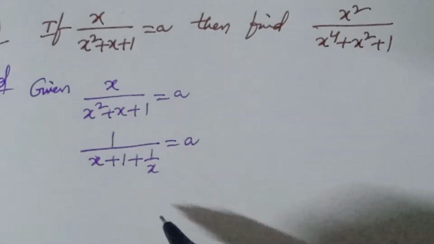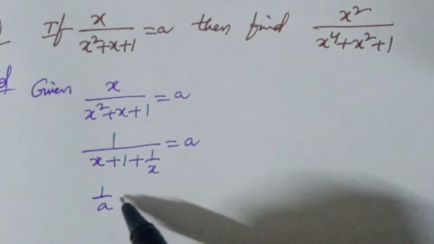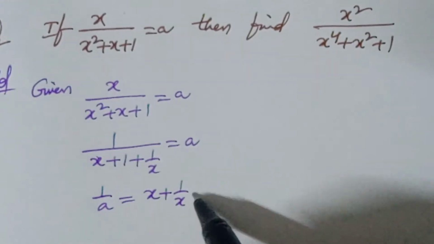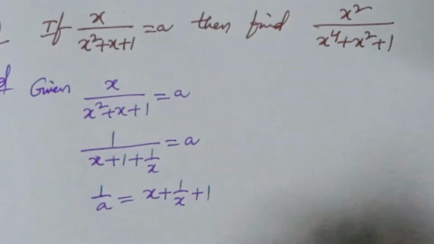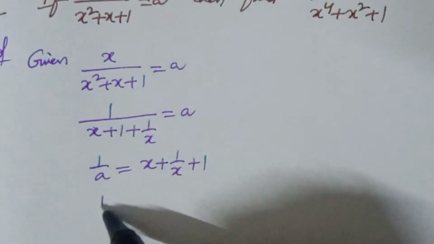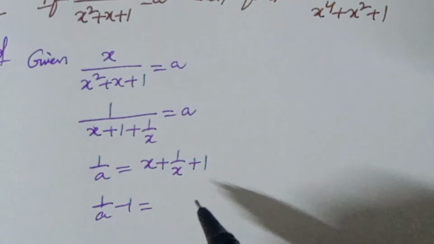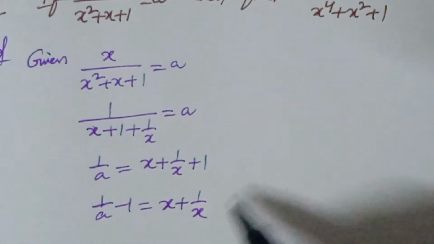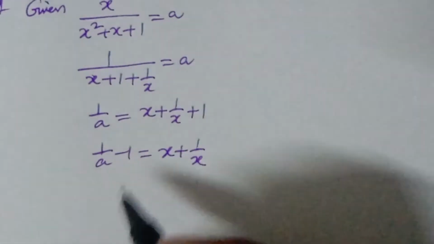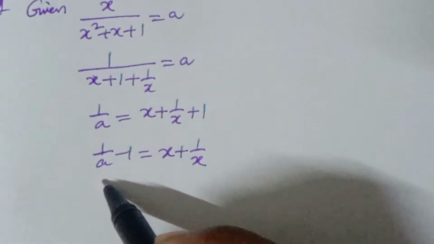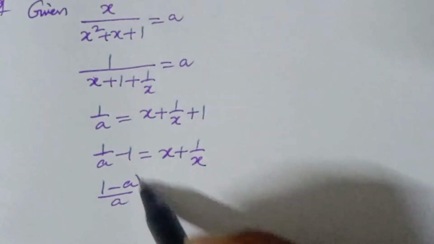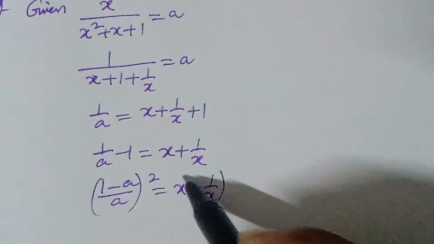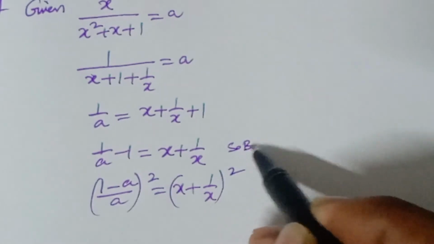So here 1 by a is equal to x plus 1 by x plus 1. So 1 by a minus 1 is equal to x plus 1 by x. Now squaring on both sides. So here you'll get 1 minus a by a whole square is equal to x plus 1 by x whole square. Squaring on both sides.